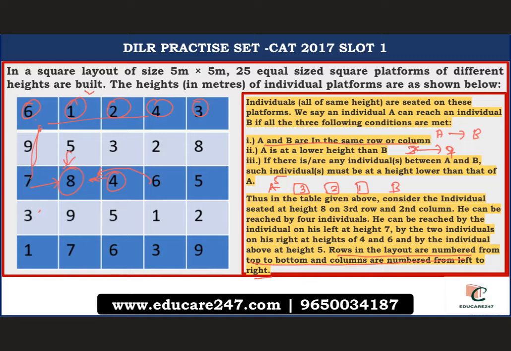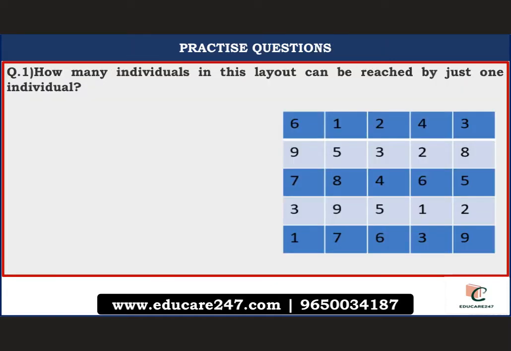This is pretty much general stuff. Let's get started because this is the only information. These are the 3 main rules that you should remember. So the question says, how many individuals in this layout can be reached by just one individual? Right, so only one individual should reach that other individual.